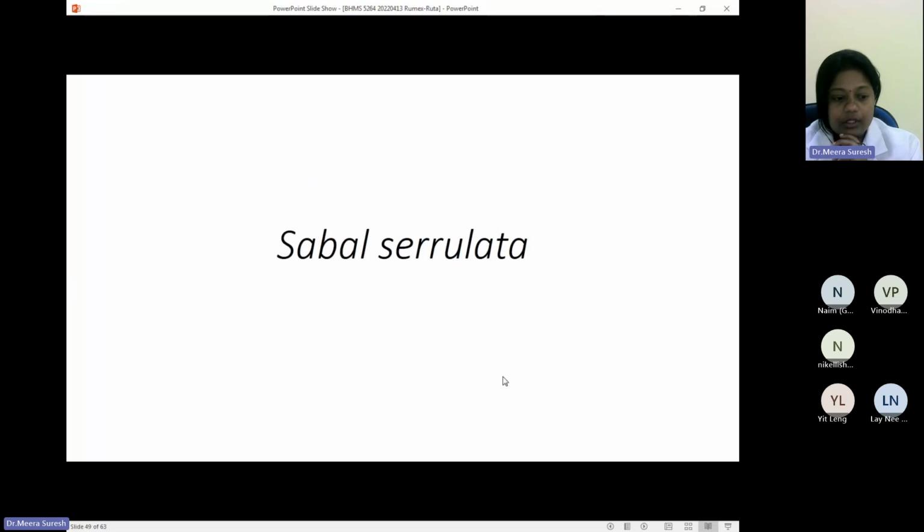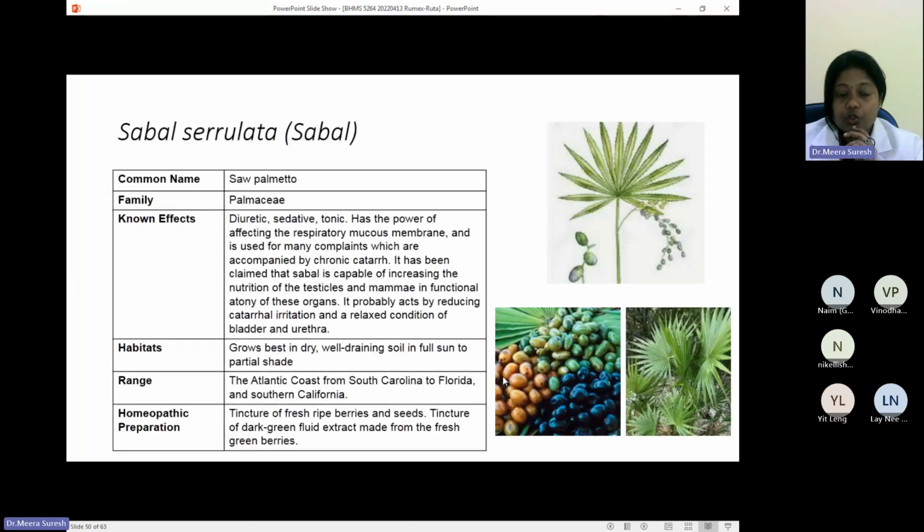And the last one for today is Sabal serrulata. So saw palmetto, a very good chance for MCQ, belonging to the family Palmaceae. It is Sabal serrulata, mostly given for bladder conditions, prostatic conditions, and also to increase the size of the mammary gland. Yeah, these are the conditions in which Sabal serrulata is given.